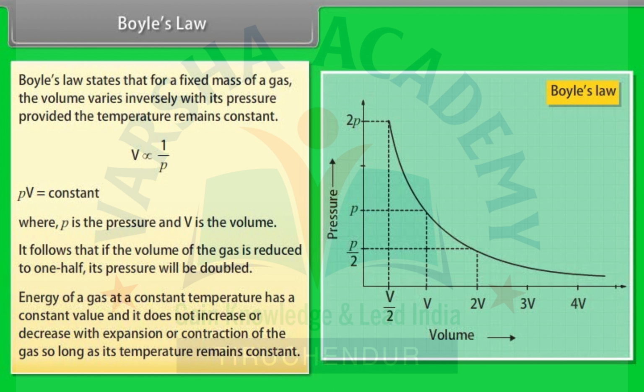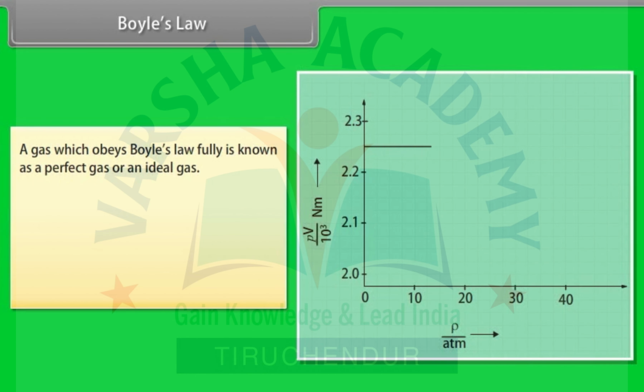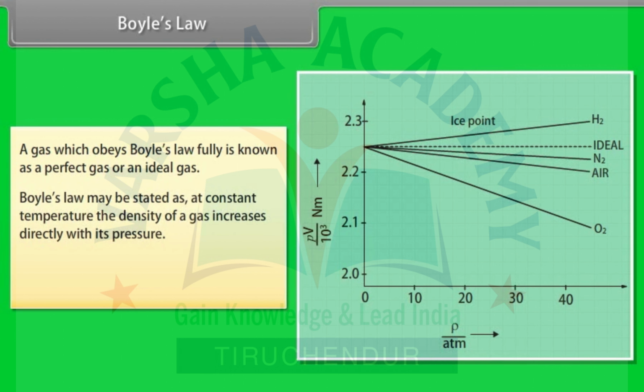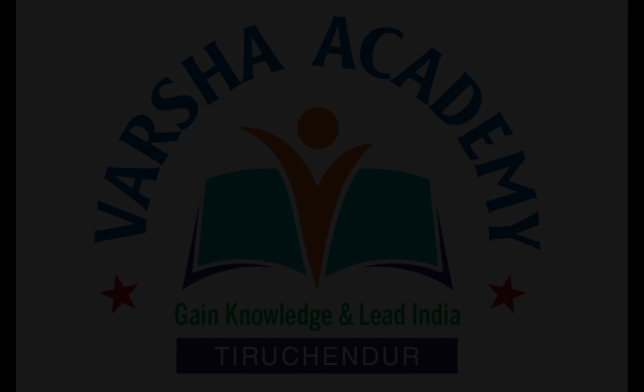The energy of a gas at a constant temperature has a constant value and it does not increase or decrease with expansion or contraction of the gas so long as its temperature remains constant. A gas which obeys Boyle's law fully is known as a perfect gas or an ideal gas. Boyle's law may be stated as, at constant temperature, the density of a gas increases directly with its pressure. P/ρ = constant.